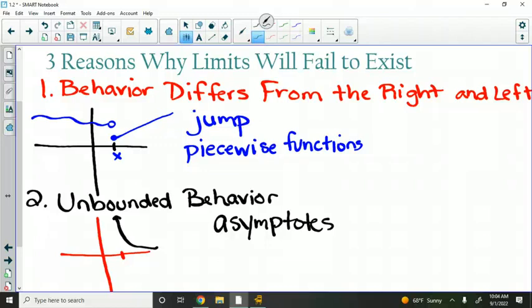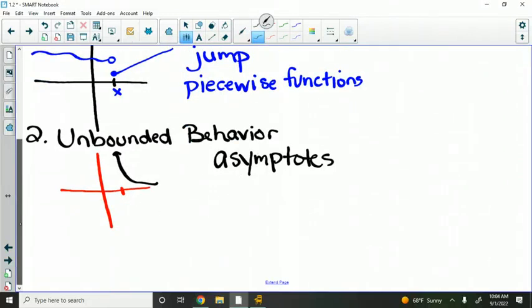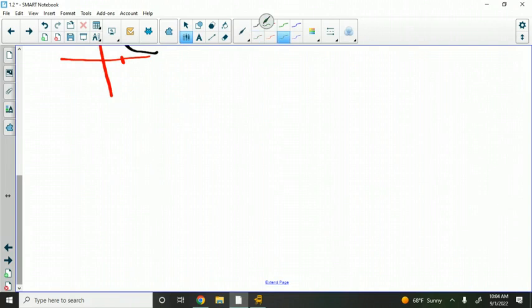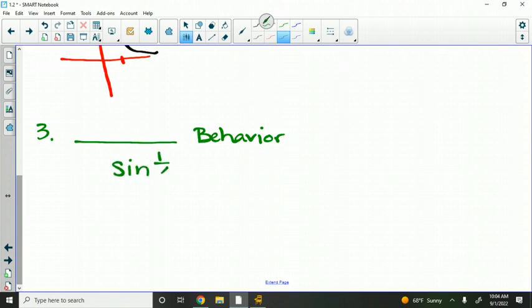Okay, now the third one is more fun to explain with a calculator. So I'm going to have you get your graphing calculator out for the third reason. And I'm not going to give you the word yet, but I'm going to have you graph in your calculator sine of 1 over x. And remember, we need to be in radian mode. So we'll go to our y1, put sine of 1 over x.